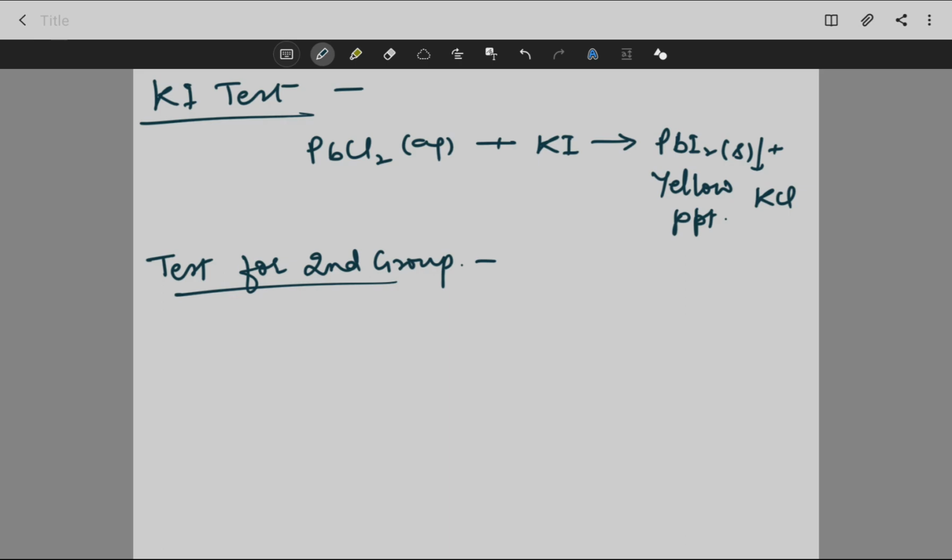So how do we proceed for this? What is the group reagent for it? Here we will basically focus on lead, copper and cadmium. These are in the syllabus, but we will focus on lead.